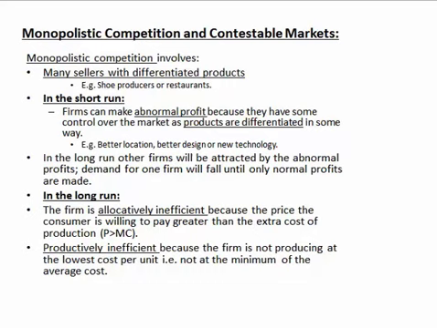In the long run, other firms will be attracted by the abnormal profits earned by one firm until only normal profits are made. In the long run, the firm is allocatively inefficient because the price the consumer is willing to pay is greater than the extra cost of production. In short, prices are higher than marginal costs. It is also productively inefficient because the firm is not producing at the lowest cost per unit, i.e. not at the minimum of the average cost.